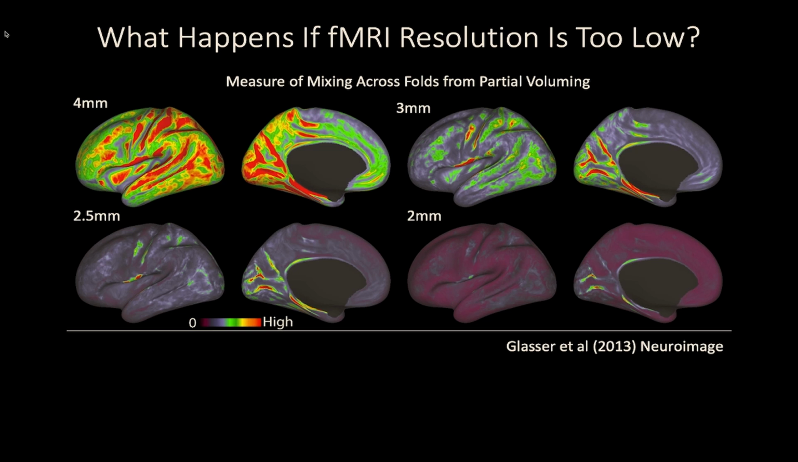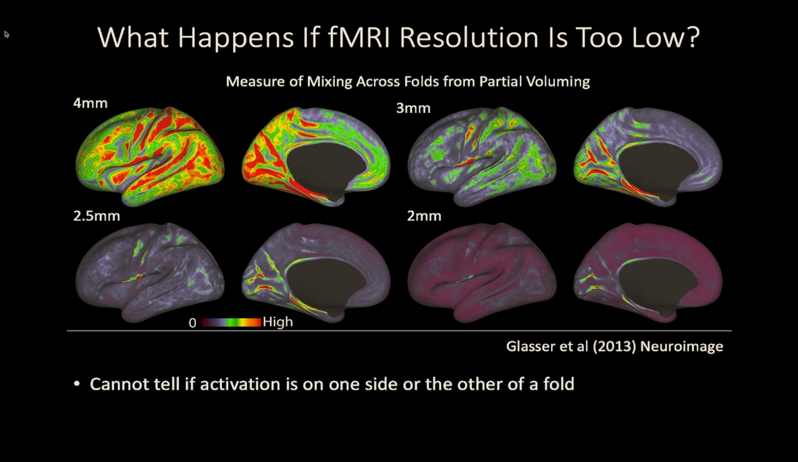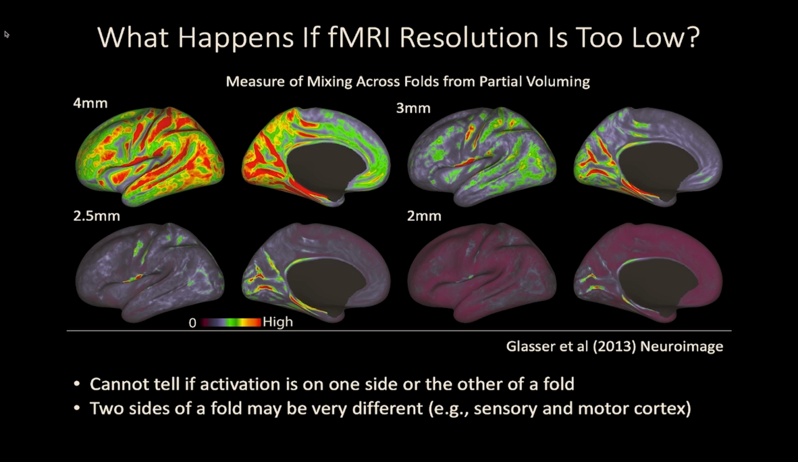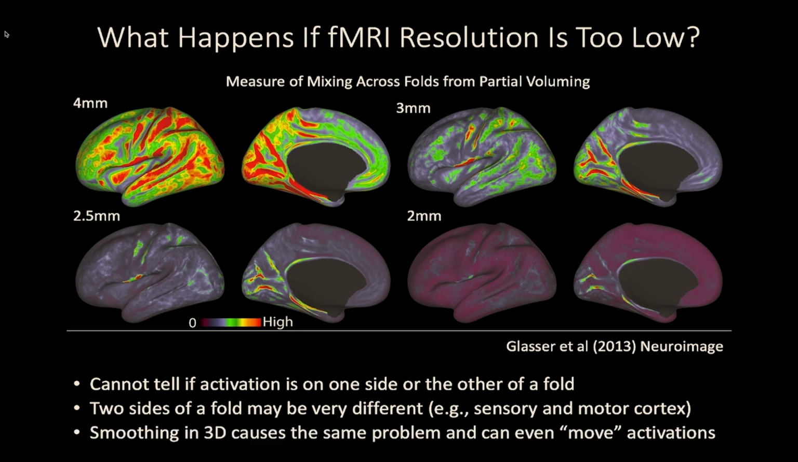So what if your fMRI resolution is too low? This is a map showing how much mixing you have across cortical folds from partial voluming, and you can see you have quite a bit of mixing with 4 millimeter data. With 3 millimeter data, it gets better. At 2.5, it's quite a bit less, and at 2 it's basically gone. So it can be difficult to tell if an activation is on one side or the other of a fold, and the two sides may be very different. On the central sulcus, for example, you have sensory cortex on one side and motor cortex on the other. And as I'll show in a little bit, smoothing in 3D can also move activations around, and I'll say more about that in a moment.